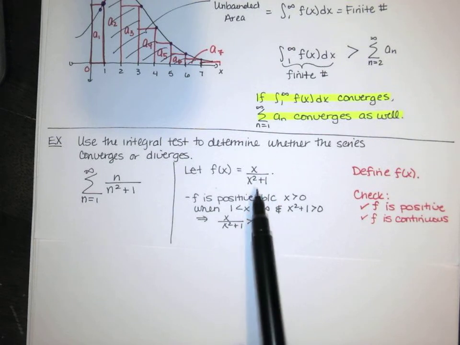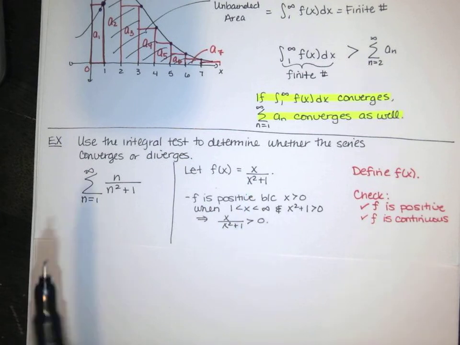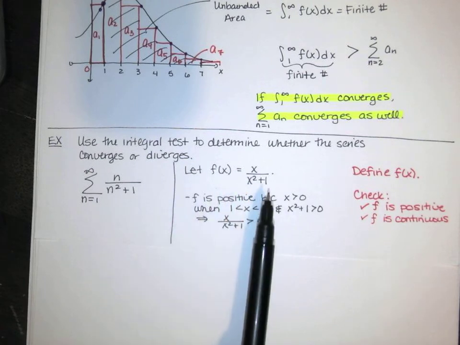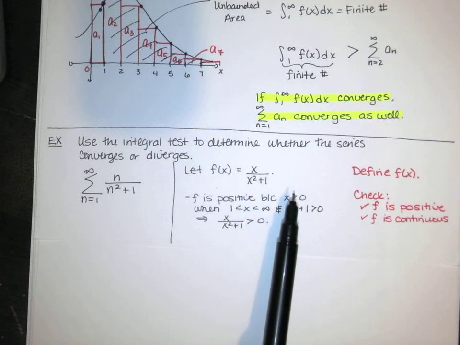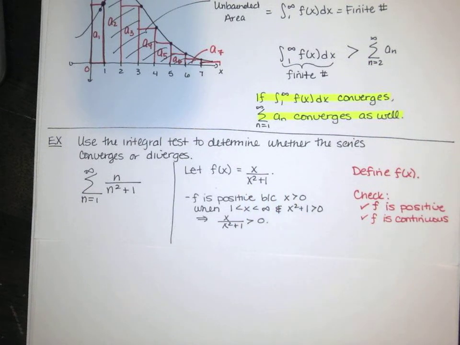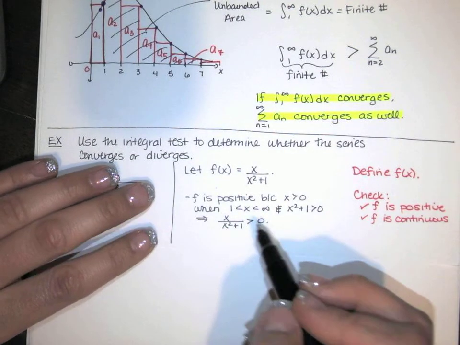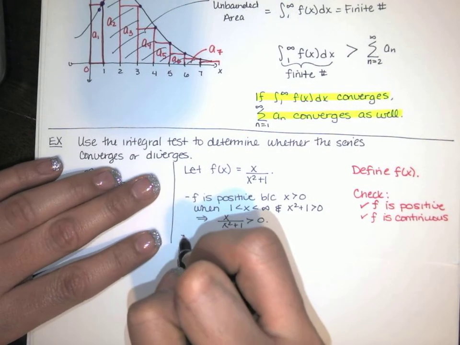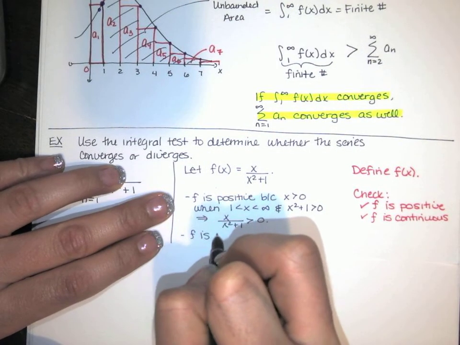But x squared plus 1 is never 0. I know some students might say, it's plus or minus 1. Close, but not quite. X squared plus 1 equals 0 when x squared equals negative 1. And x squared never equals negative 1, not in the real number system. So this is continuous on the interval from 1 to infinity. So I'm going to say f is well defined.